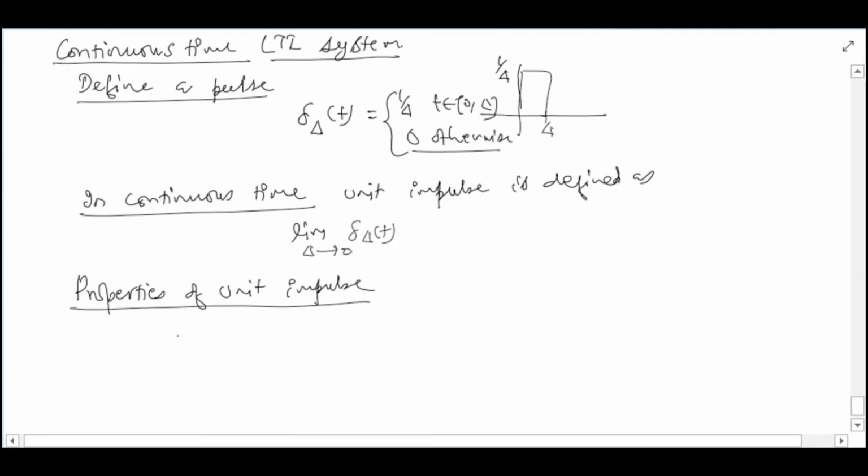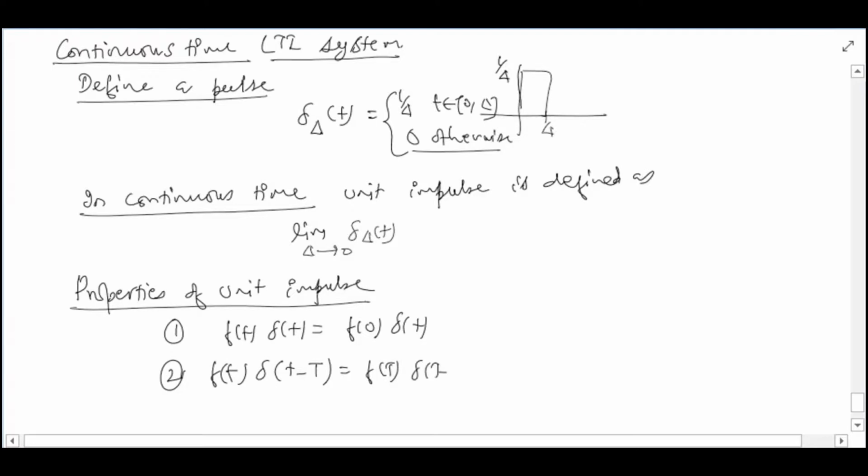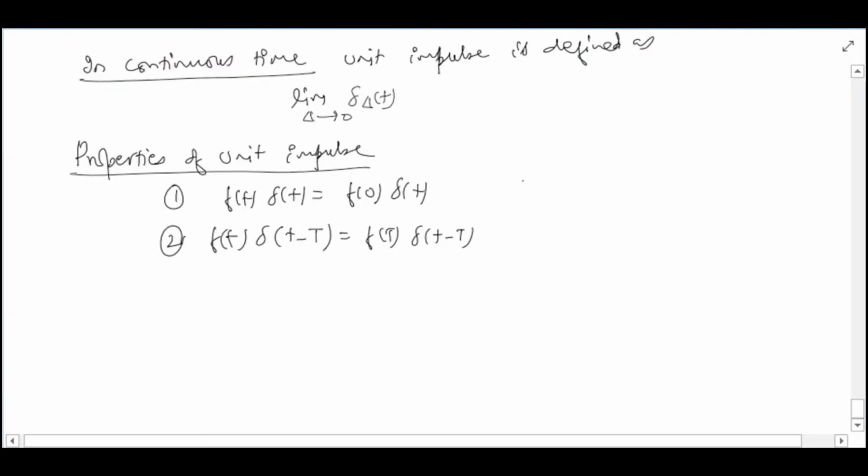They are analogous to corresponding properties in discrete time. The second property is, if we multiply f(t) with a time shifted unit impulse, the result is given by this expression. So these are true for all f.